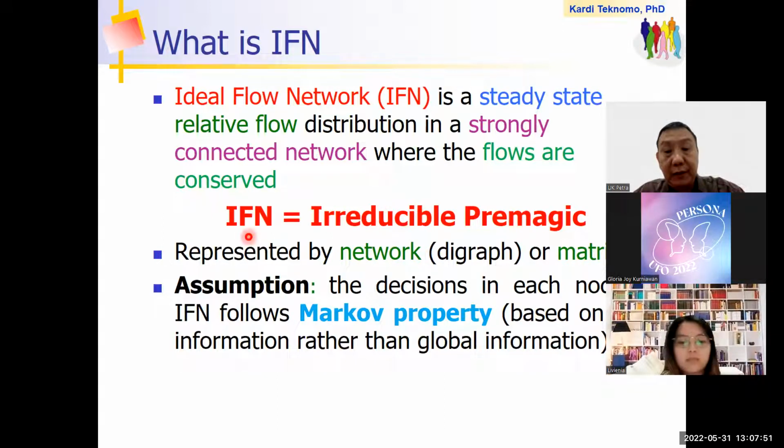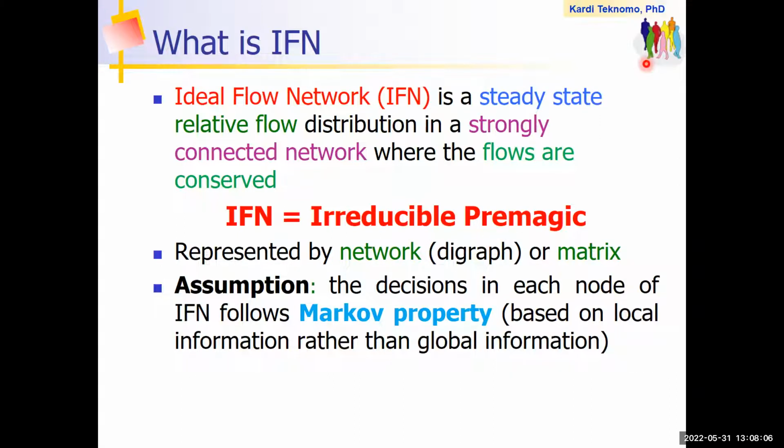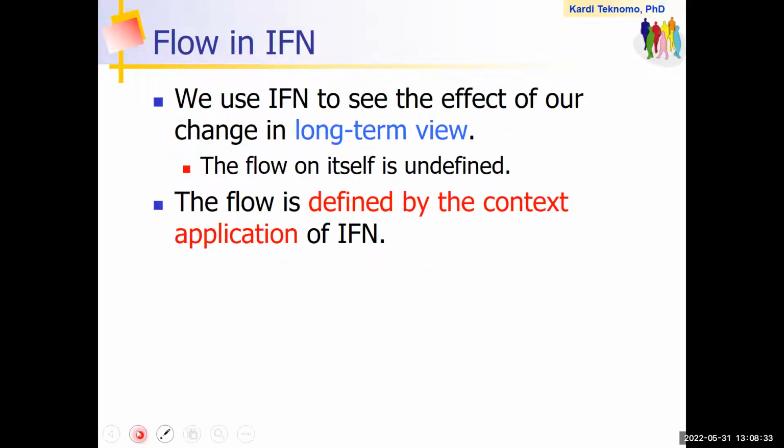Of course, because this is basically the steady state of a Markov chain, you can also use a matrix or a network as the graph. Again, there is a strong assumption in IFN: the decision on each node follows Markov properties. That means it uses local information rather than global information. For each node, you need to decide based on that local information, not the entire network as global information, but only on that node.